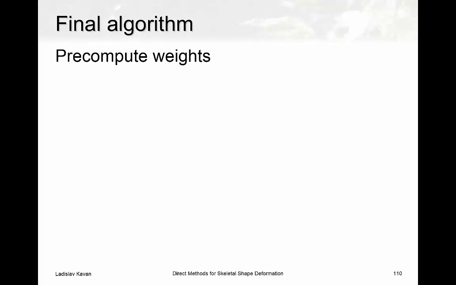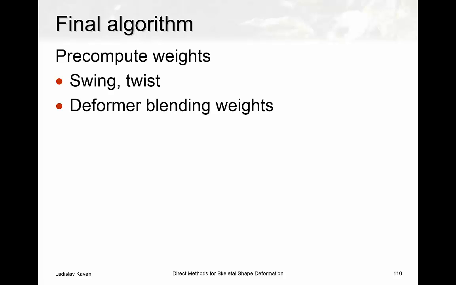First, we pre-compute all the weights, the swing and twist weights, and the deformer blending weights. What we used for the deformer blending weights were just BBW, just bounded biharmonic weights. It turns out that they were not so critical, that anything worked fine. And I think that's because there is not so much blending happening between the individual deformers. Because the deformers already take care of the hard stuff, and the deformer blending is just to smooth the transition from one deformer to another. And so this is all pre-computation.